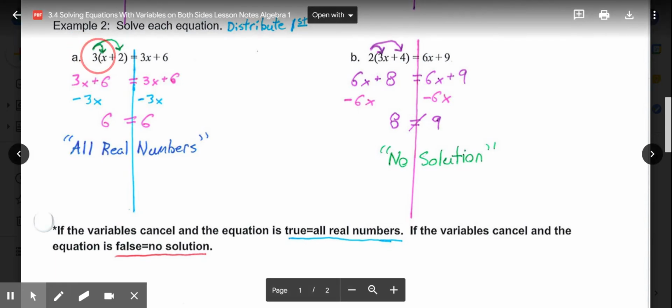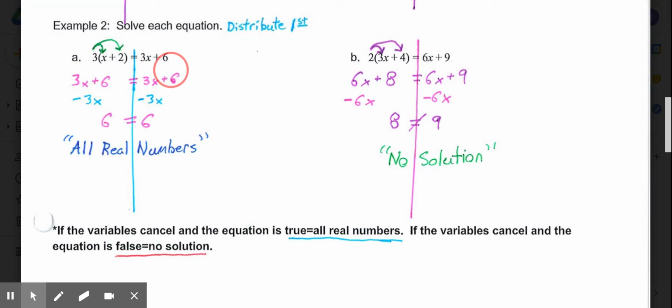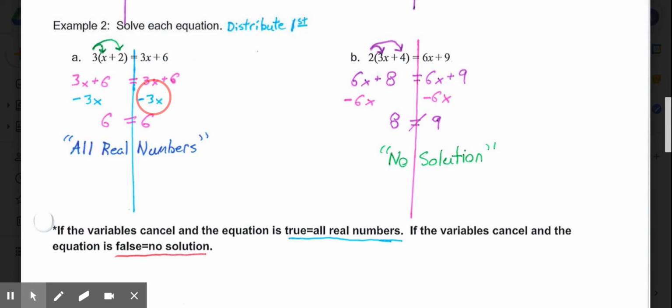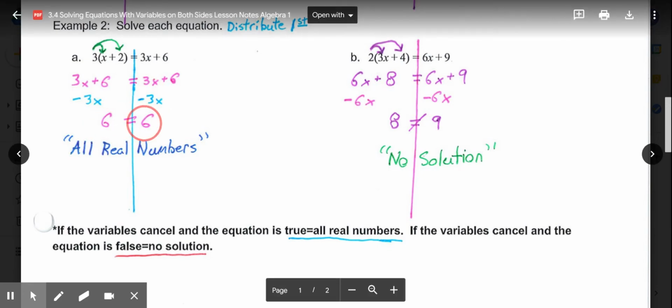So in A, we have 3 times the quantity x plus 2. So the distributive property, you take 3 multiplied by each part of the inside. So we have 3 times x, or 3x, plus 3 times 2, which is 6. So then we have 3x plus 6 equals 3x plus 6. We want to solve for x, so we would subtract the 3x from each side to try to get our x's to one side. Well, that would leave us with 6 equals 6.